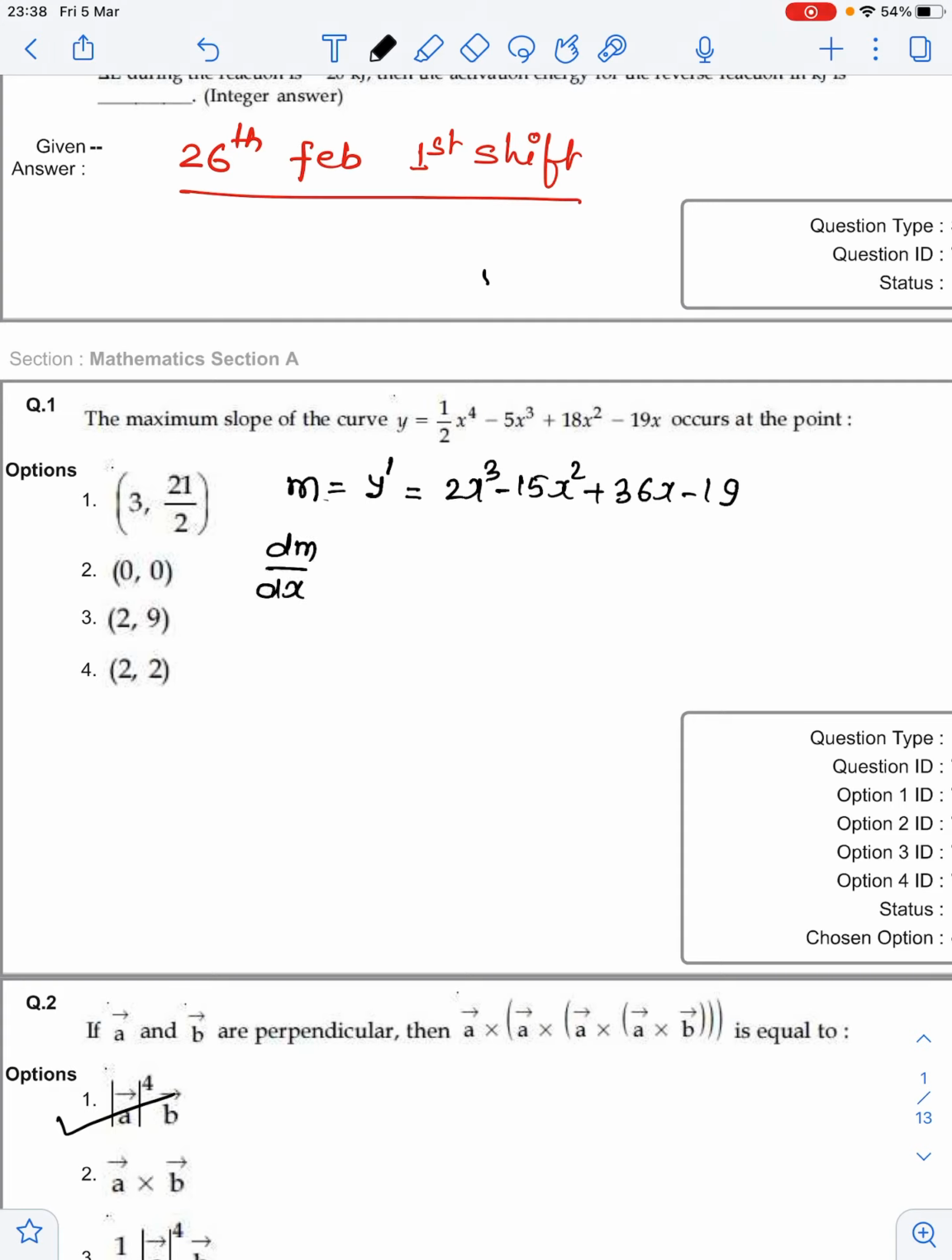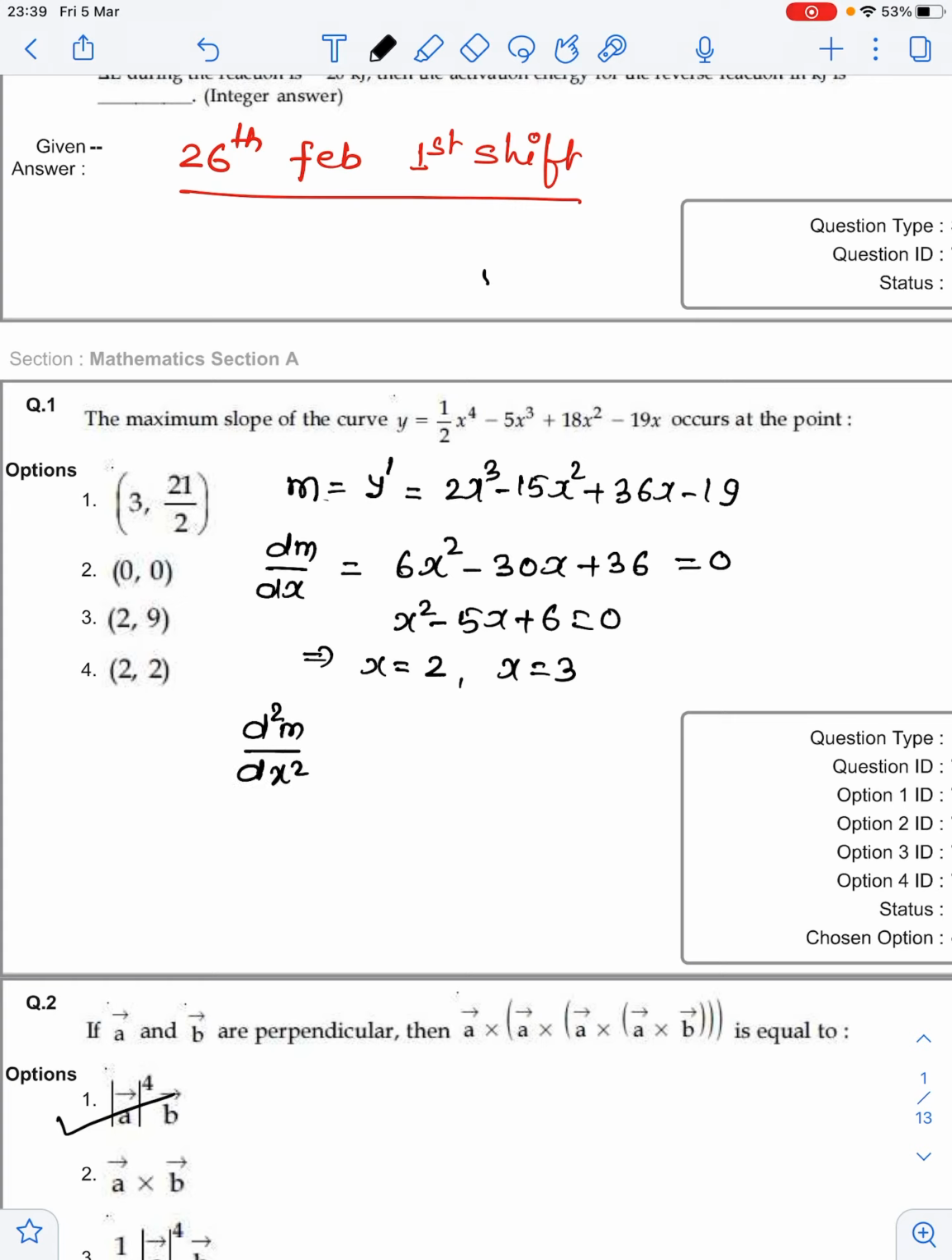dm by dx, because we have to maximize m, we will differentiate. This becomes 6x square minus 30x plus 36 equal to 0 for maximum or minimum. This will give you x square minus 5x plus 6 equal to 0, that is x equal to 2 or x equal to 3. Now to check whether maxima or minima occurs, we can go for a graph, or let us differentiate it a second time. The differentiation of this is 12x minus 30.